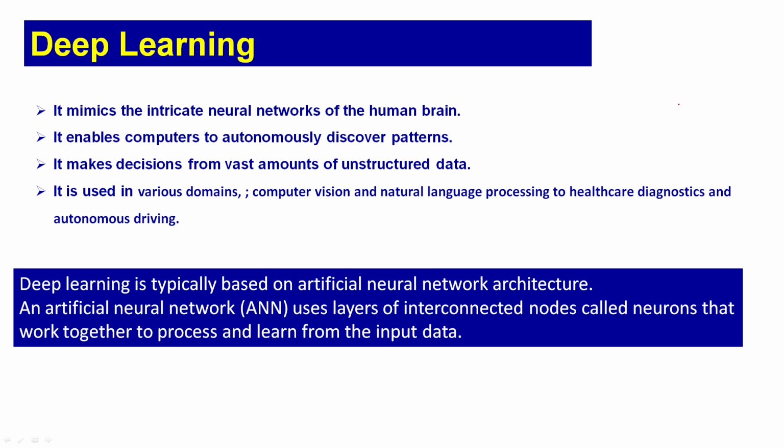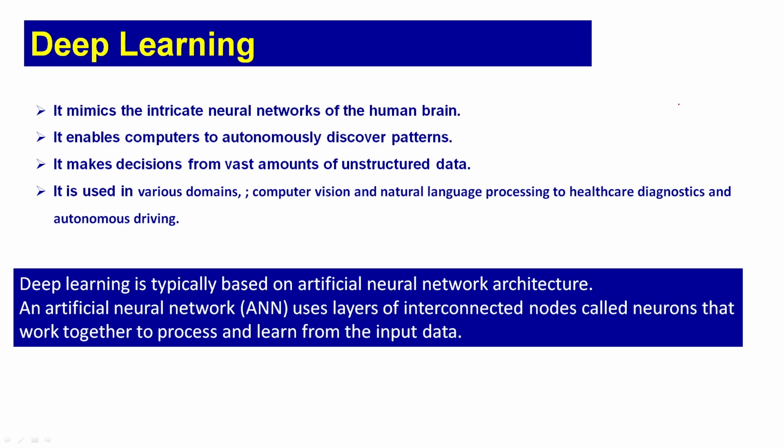For us, I told you, right, if in childhood I have seen a cycle and a car, then I can immediately differentiate when I see a new cycle or new car. That is called autonomous discovery of patterns. In many cases even much better decision making can be done, like it can make decisions from a vast amount of unstructured data. Unstructured can be text also, right.